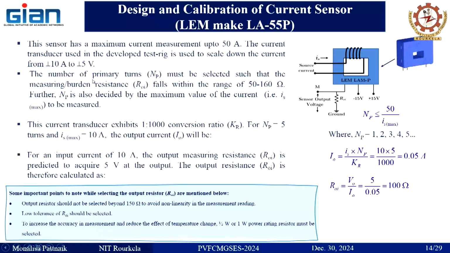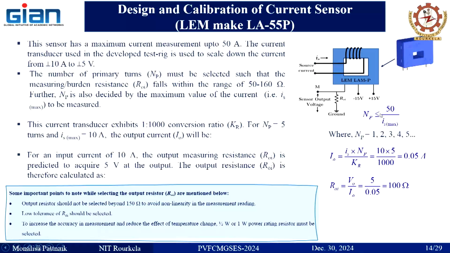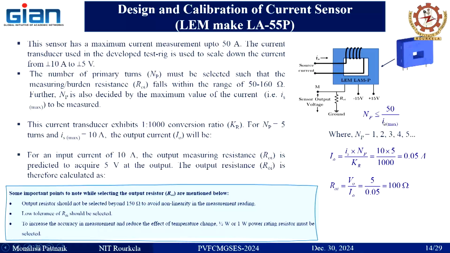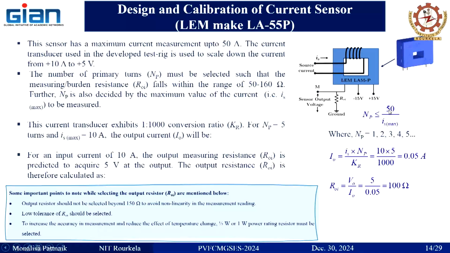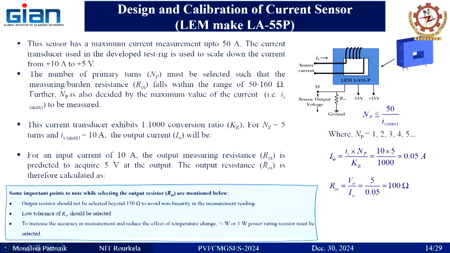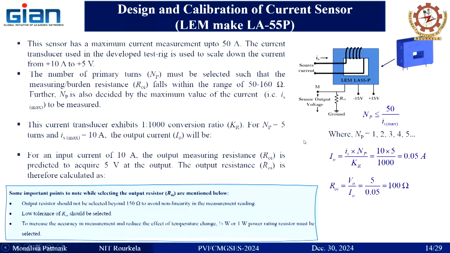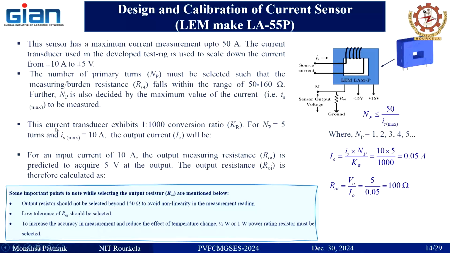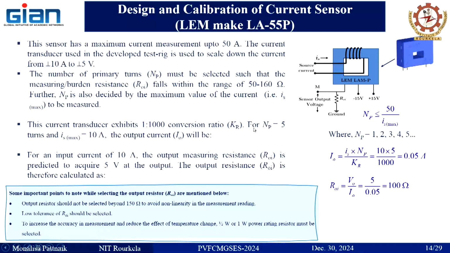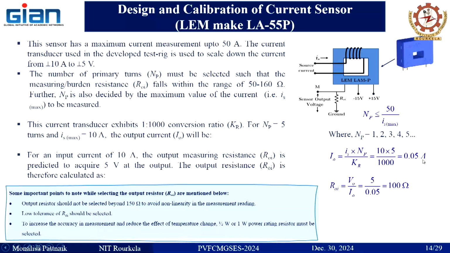For the turn ratio calculation, we are using this formula: number of turns is less than or equal to the maximum rating of the sensor divided by how much current we need to measure. Here in this case, the maximum rating is 50 ampere and we are taking 10 ampere. Calculating the output current of the sensor, it becomes 0.05 ampere. And this sensor has a 1:1000 conversion ratio. For 5 turns, we have Imax of 10 ampere, so the output current becomes 0.05 ampere.